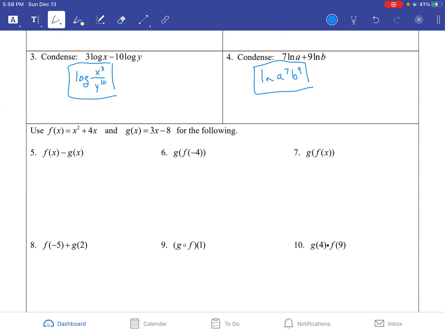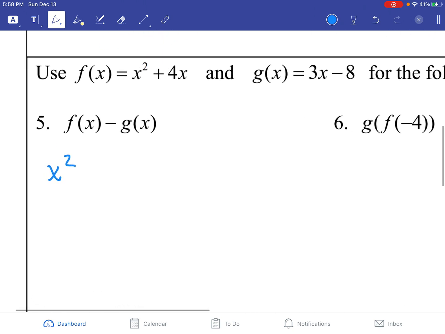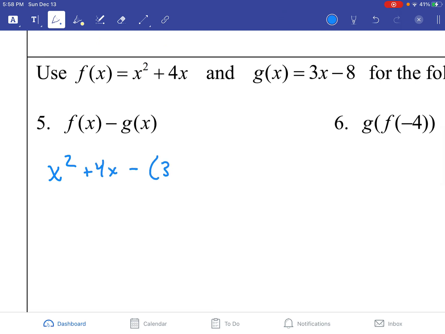All right. Now we're going to use the functions that were given here, f of x and g of x, from the following problems. Okay, in the first one, we're going to just take the two functions. It says f of x minus g of x. So we're going to have x squared plus 4x minus 3x minus 8. Now, it's really important that you put the two different functions in parentheses before you put the subtraction sign in there, because that negative sign has to be distributed to the two terms in the g function.